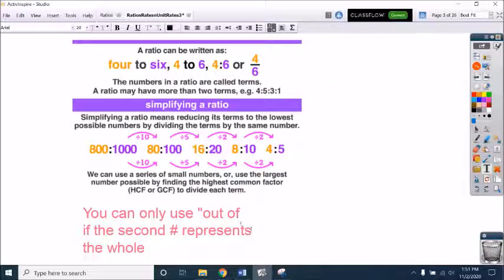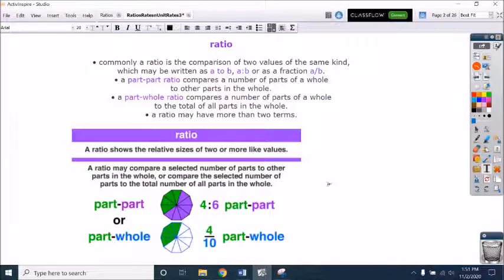Like in the previous example, you can only use "out of" if the second number represents the whole. But right here, I could say 4 out of 10 because it is 4 pieces out of 10 total. Here, I could not use "out of" because it isn't a comparison of a part to a whole. So here, you could say 4 to 6. You could write it as a fraction still and say 4/6, but you cannot say "out of" for that one.